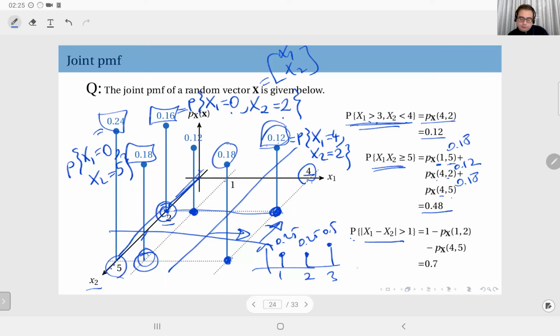But then instead of doing that, it's easier to consider the complement of this event. Therefore, I just compute this probability as 1 minus the PMF value at (1, 2) minus the PMF value at (4, 5), which do not satisfy the event. At (1, 2) you get 0.12, at (4, 5) you get 0.18, subtract from 1 and you get 0.7 as this probability.